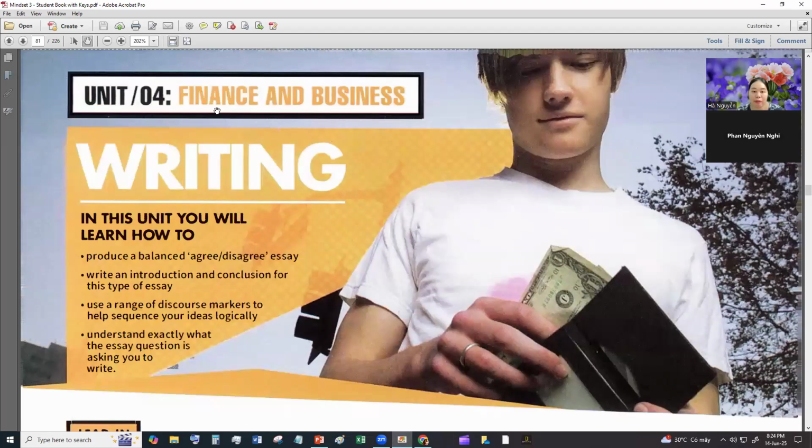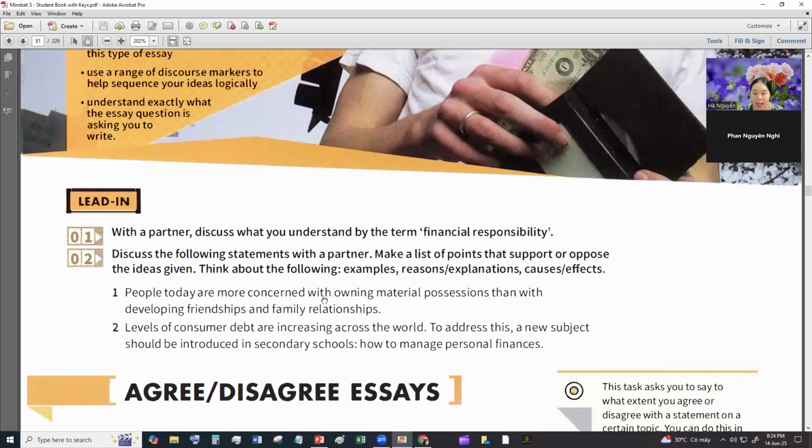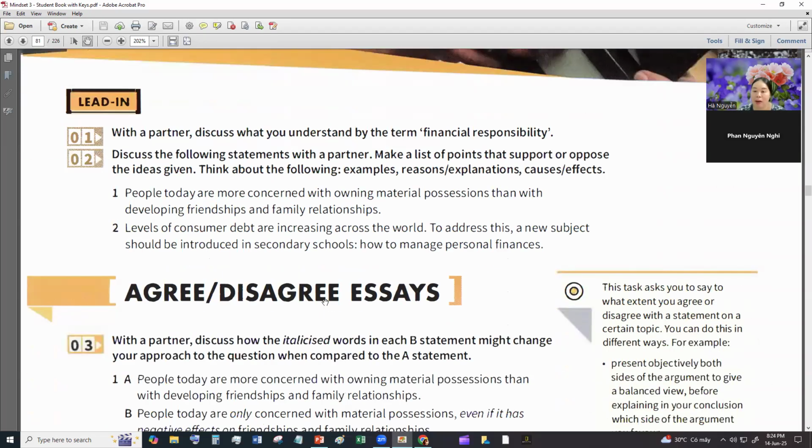Okay, so Unit 4 Finance and Business Agree and Disagree Essay. Let's explore the topic of finance and business first. Now, let's look at the term financial responsibility. What do you think it means, financial responsibility?